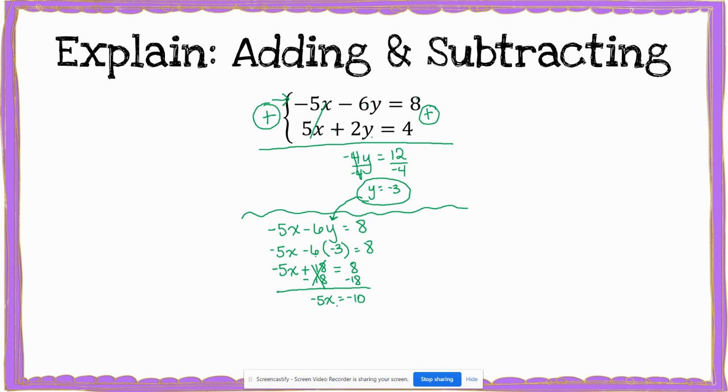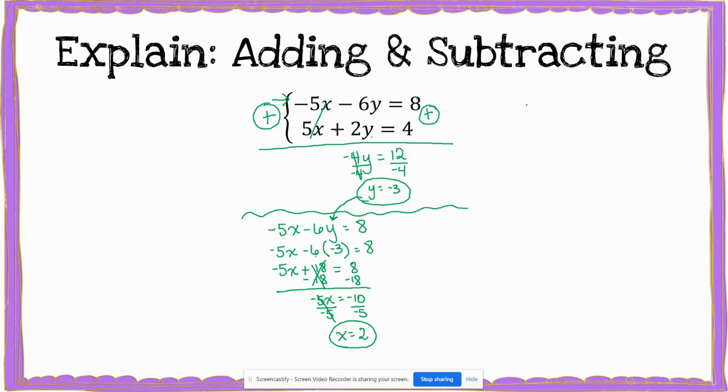Now, the last thing we have to do to get x by itself is to get rid of this negative 5. So since negative 5 is being multiplied by x, we're going to do the inverse, which is dividing by negative 5 on both sides of our equation. These will cancel to leave us with x equals, and negative 10 divided by negative 5 gives us positive 2. Now, we know that the value of x is positive 2, and the value of y is negative 3.